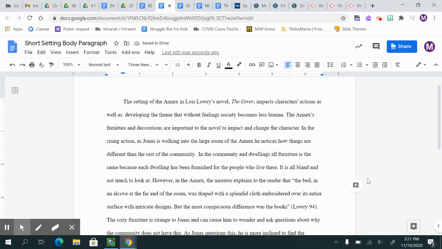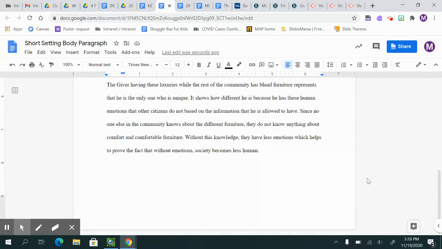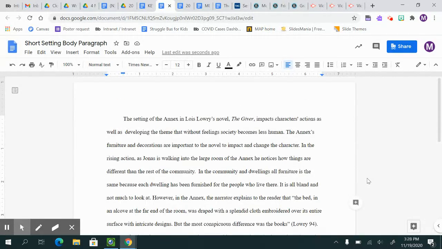Hi guys. So we're going to go ahead and look at how to write our setting body paragraph. Now this is our first body paragraph, but it only has one piece of evidence, okay? It should be almost an entire page, okay? So let's look at this step by step.